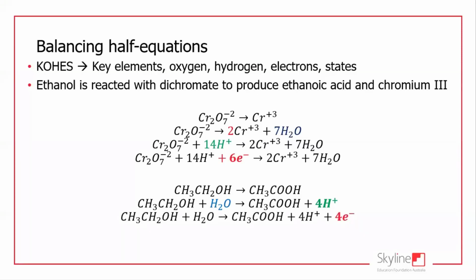Now the charge on the left is 0, charge on the right is positive 4. Therefore, we jump to our electrons. We have to add 4 electrons on the right. That there is our 2 final equations, our reduction reaction up the top and our oxidation reaction down the bottom.